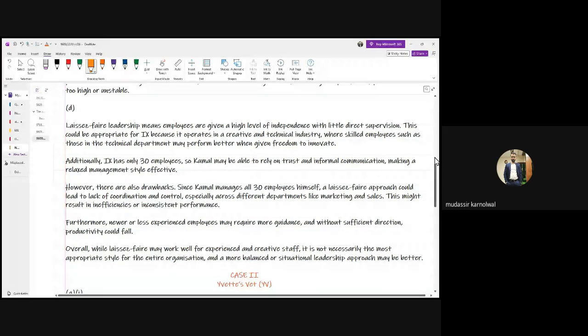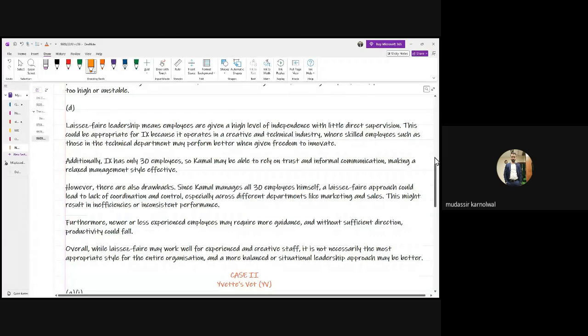Then the final conclusion, the closing of the answer. Overall, while laissez-faire may work well for experienced and creative staff, it is not necessarily the most appropriate style for the entire organization, and a more balanced or situational leadership approach may be better.